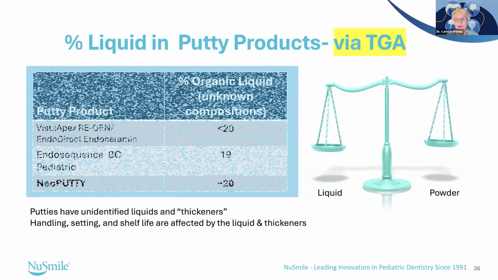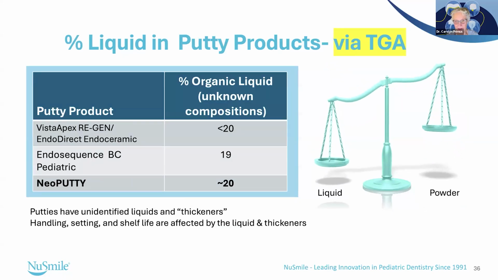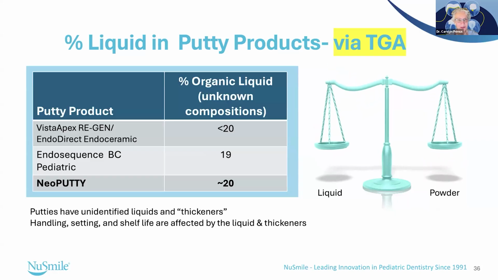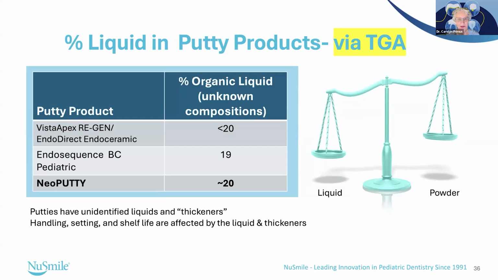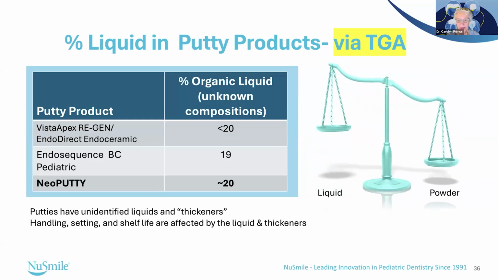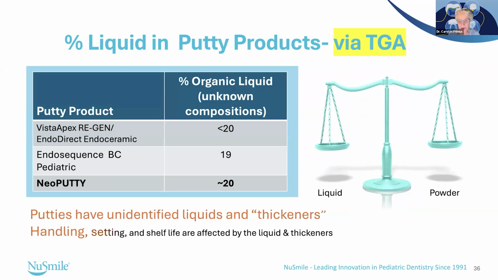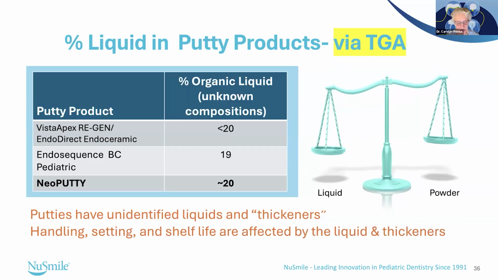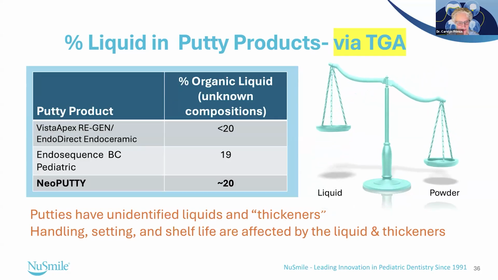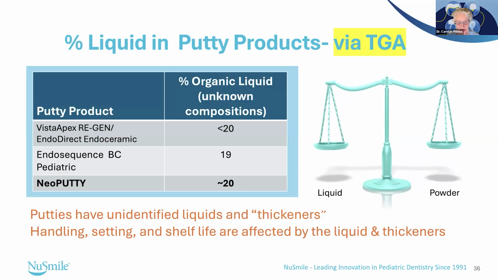So, okay, now we know something about the powder compositions, but as I said, you've got to have powder and liquid in this system. These putties have undisclosed organic liquids in there, but they're roughly at about 20% because that makes for a nice thick putty that you might like to use. These liquids are not required to be disclosed on an SDS sheet because they're not hazardous. But I want you to realize that the liquids do affect the handling, setting, and the shelf life, as do these thickeners.